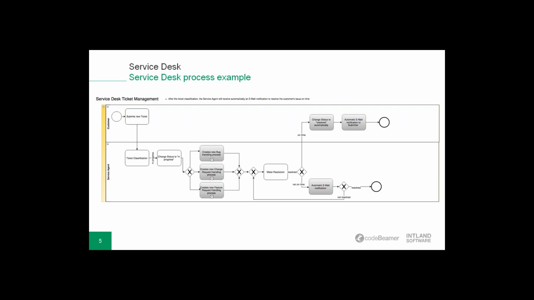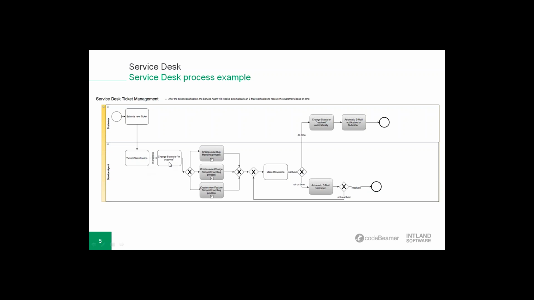So for example, if you have an external customer and he submits a new ticket, so this is what you can see right now, then you will need to have developers in your company who need to work on this new issue ticket. And then from this ticket, the so-called service agent will verify this ticket, and then he can change the status from this ticket into the status in progress.